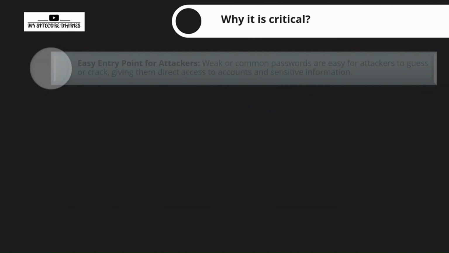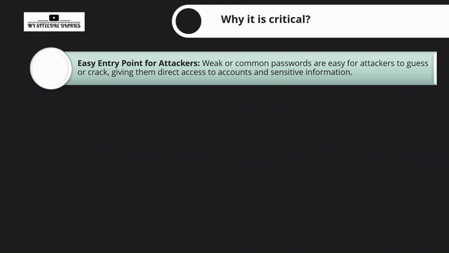Now, why is it critical? It's an easy entry point for attackers. So the authentication mechanism and password are an easy entry point for attackers. Weak or common passwords are easy for attackers to guess or crack. They can write a tool to crack your user password. If it is simple and you are using some generic combination, it gives them direct access to accounts and sensitive information.